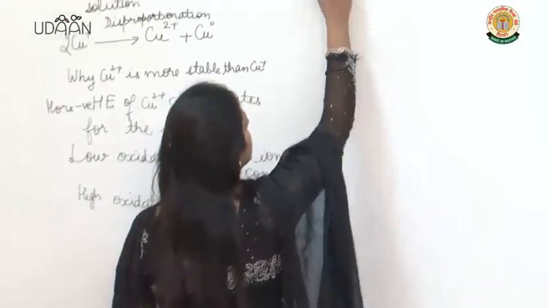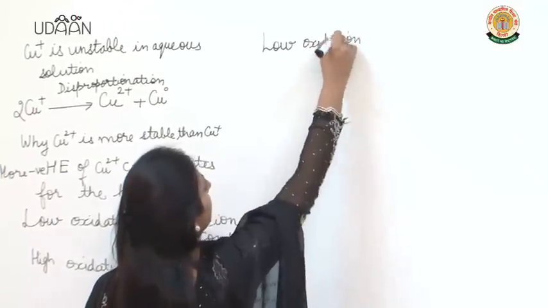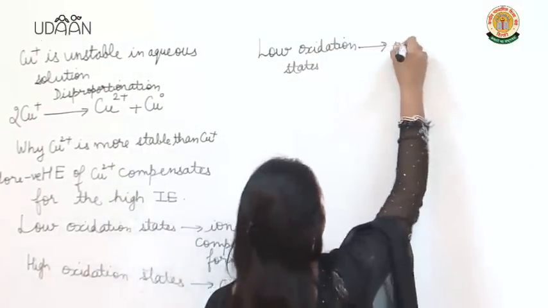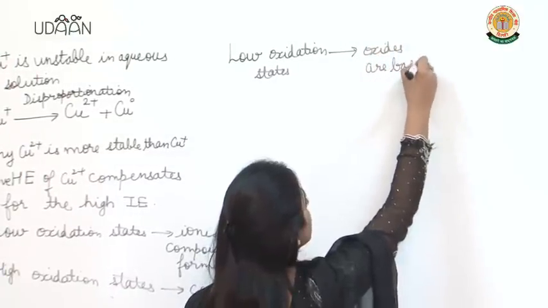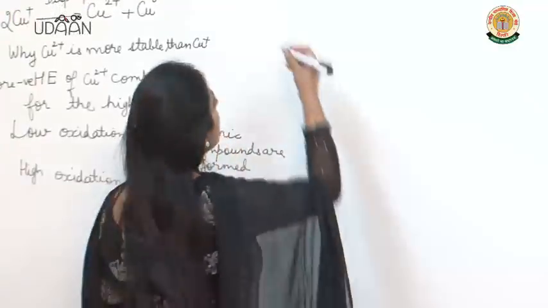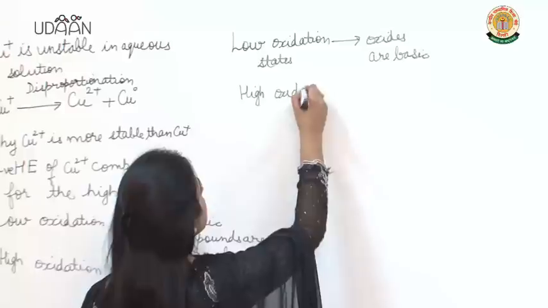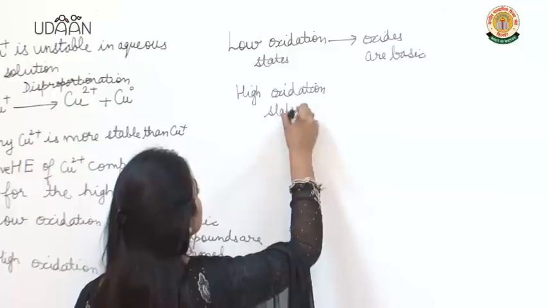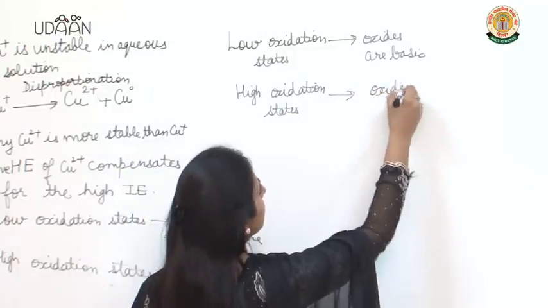In low oxidation state the oxides are basic, because in low oxidation state they still have electrons to donate, but in high oxidation state all the electrons have been used up in bond formation, so that means no electrons to donate.